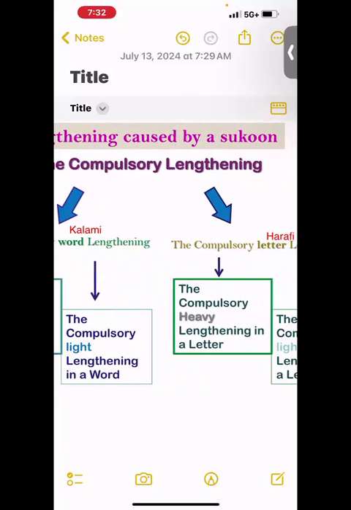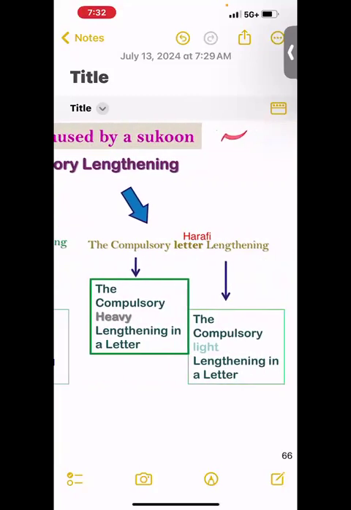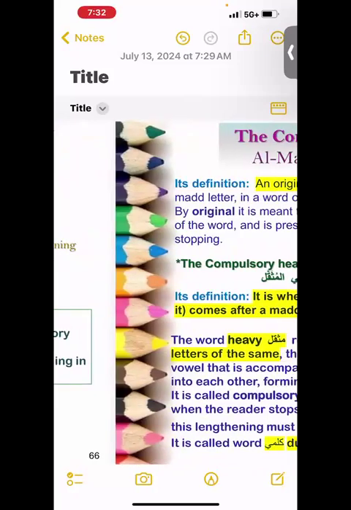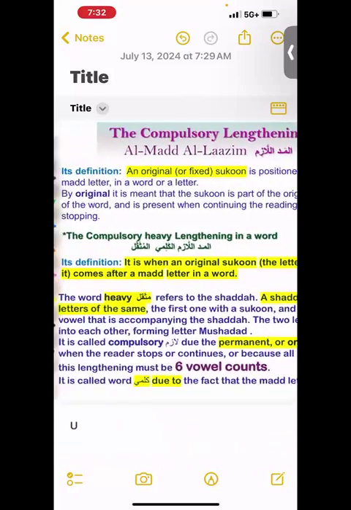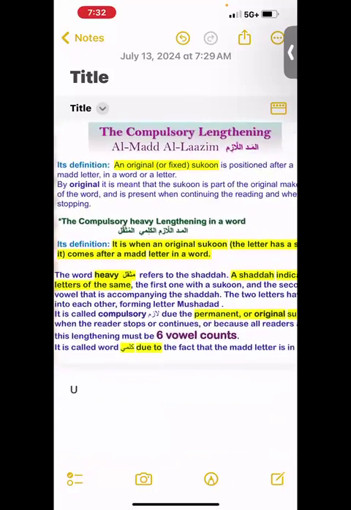The same for Harafi, Mad Lazim Harafi. Here too you have two categories, the same names: Mad Lazim Harafi Muthaqqal and Mad Lazim Harafi Mukhaffaf. Same way. Okay, now let's look at Mad Lazim Kalimi. So what is Mad Lazim?